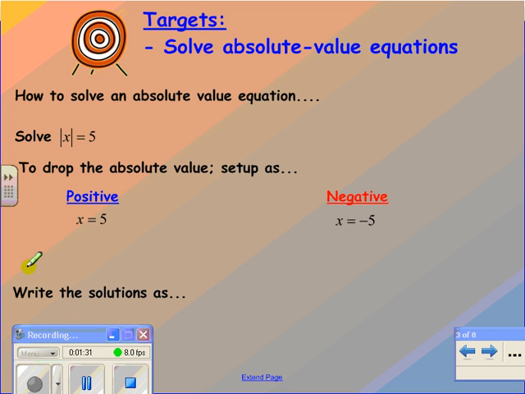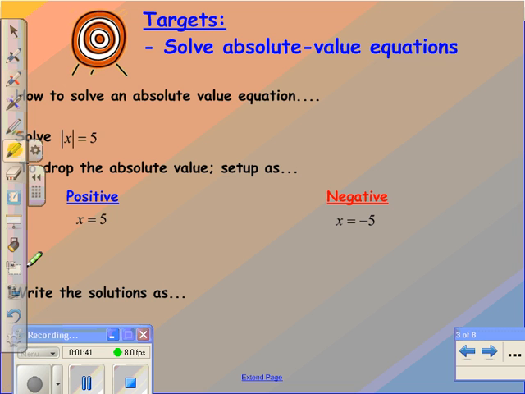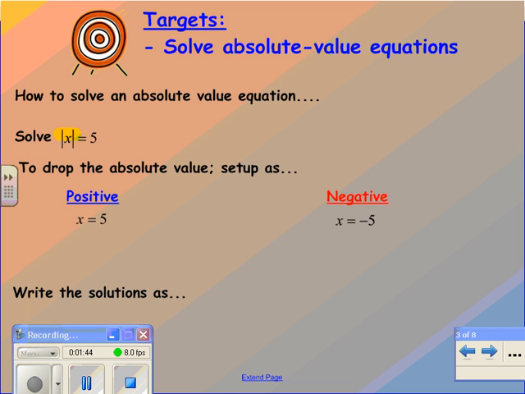Okay, so our first problem is we are going to solve the absolute value of x is equal to 5. That's what we want to solve first. So to do that, I take and drop it down, and I just set x is equal to a positive 5. And then I also take the other side of that and drop it down, and I say x is equal to -5.